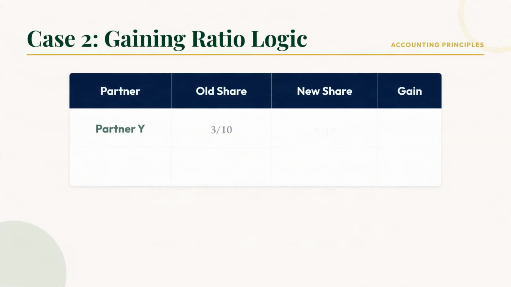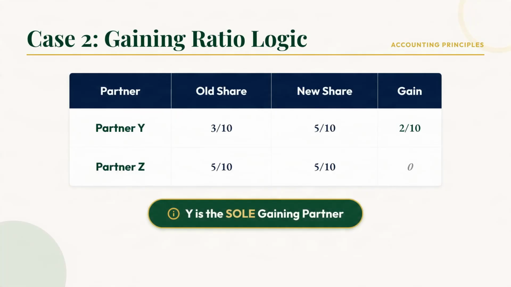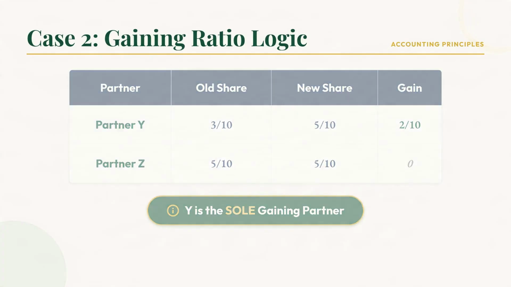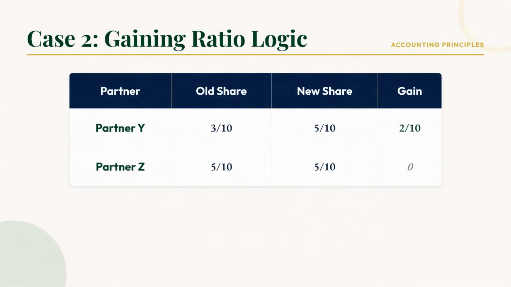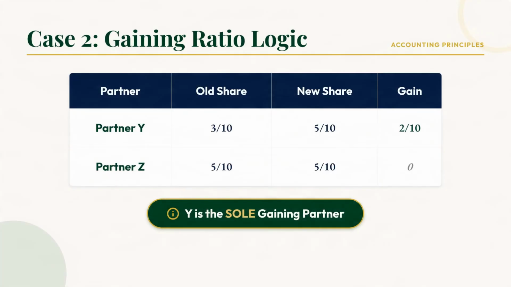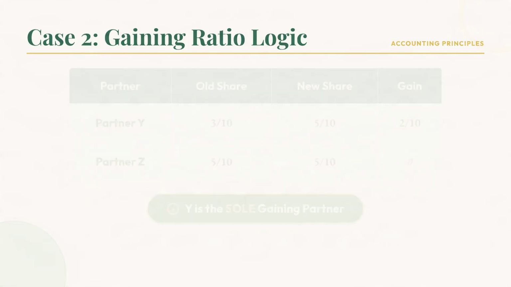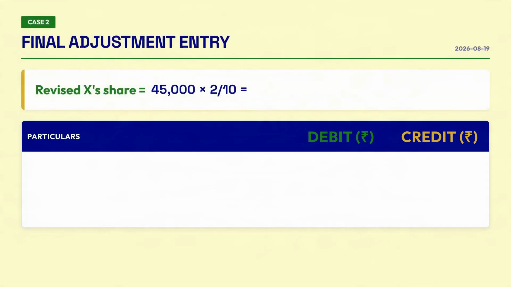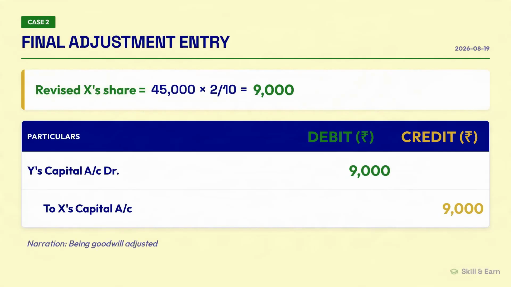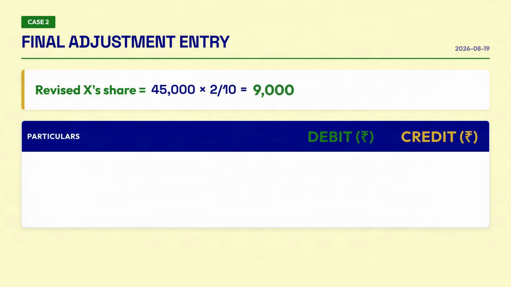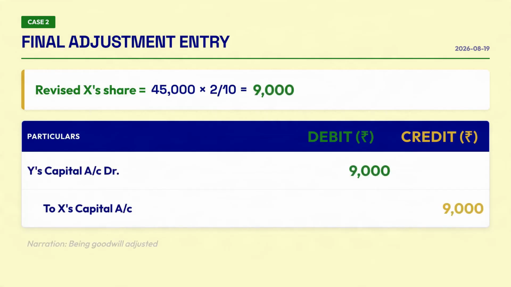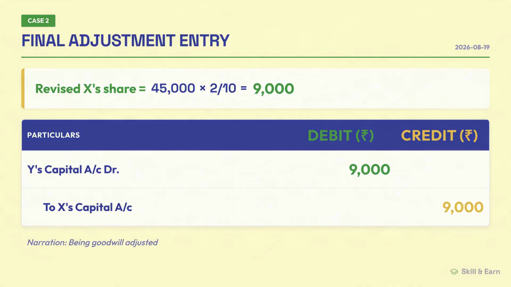Next, the gain analysis. After X retires, the new ratio is equal. Y moves from 3/10 up to 5/10. Interestingly, Z's share stays at 5/10, meaning Y alone is the gaining partner who will bear the cost. Now we adjust the new valuation of 45,000. X's fair share is calculated at exactly 9,000. We debit Y's capital account for 9,000 and credit X's account to settle the goodwill compensation.